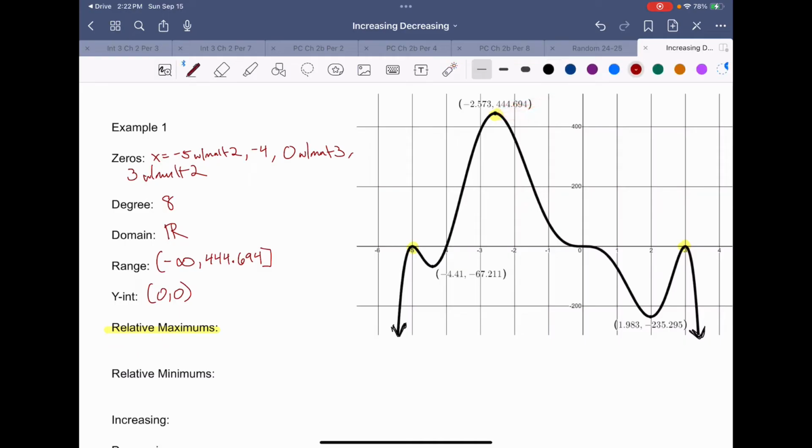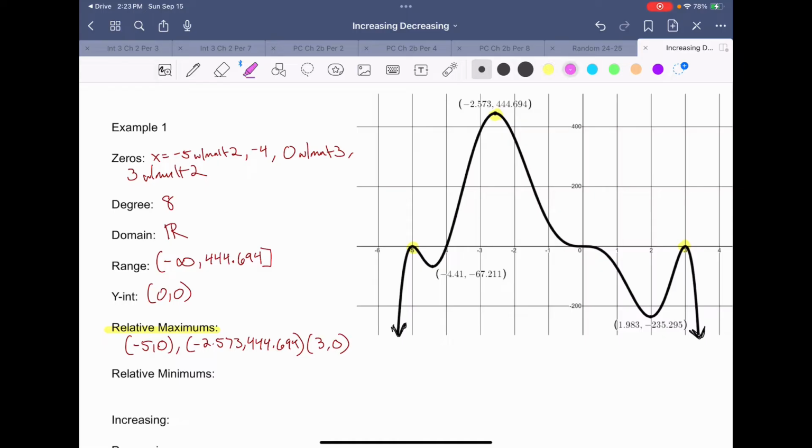But relative to the points around it, the point -5, 0, it's a point. The point -2.573, 444.694, and the point 3, 0. Those are all relative maximums, tops of a hill.